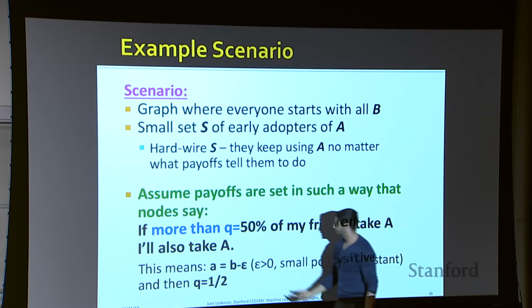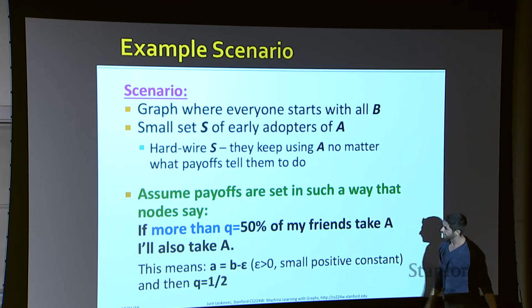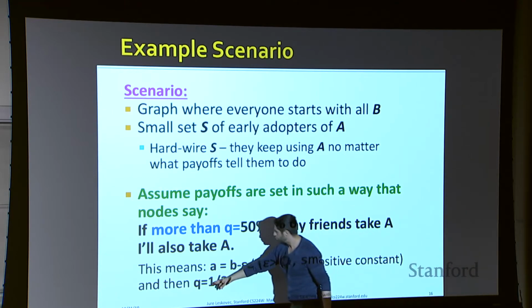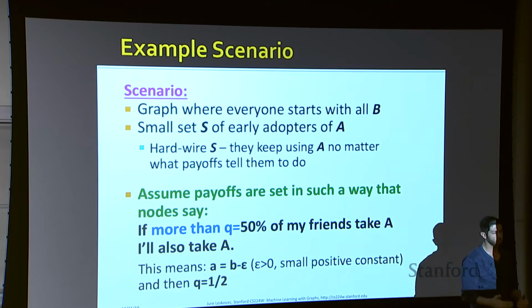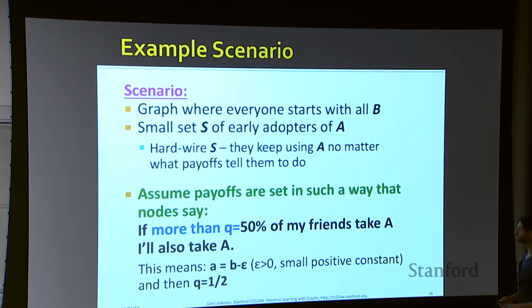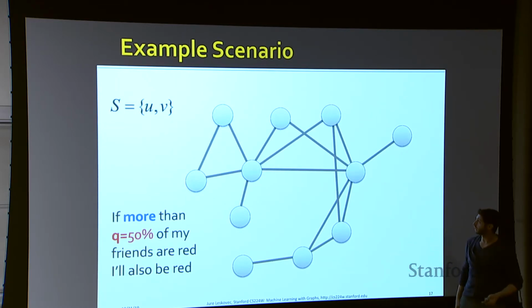So basically, we can make A and B so close to each other, apart from a small positive epsilon, and then we say the threshold is just Q equal 1/2, okay? So we need at least half of my friends to be adopting that technology. Now, what happens in this case? So let's run through a scenario, okay?